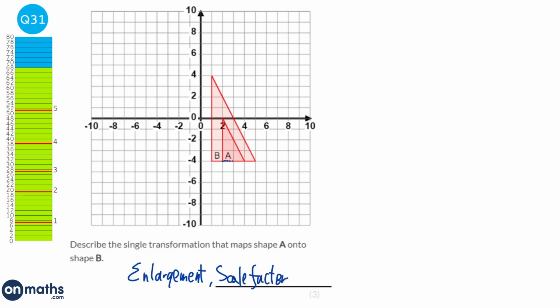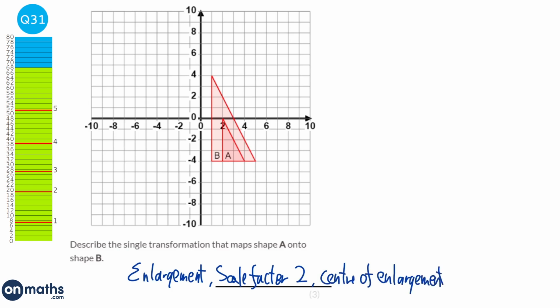And so we've got 2 at the bottom here of triangle A, and we've got 4 at the bottom here of triangle B. And so we are going to times the 2 by 2 to get to 4, so the scale factor is going to be 2. And last thing we need is the centre of enlargement.